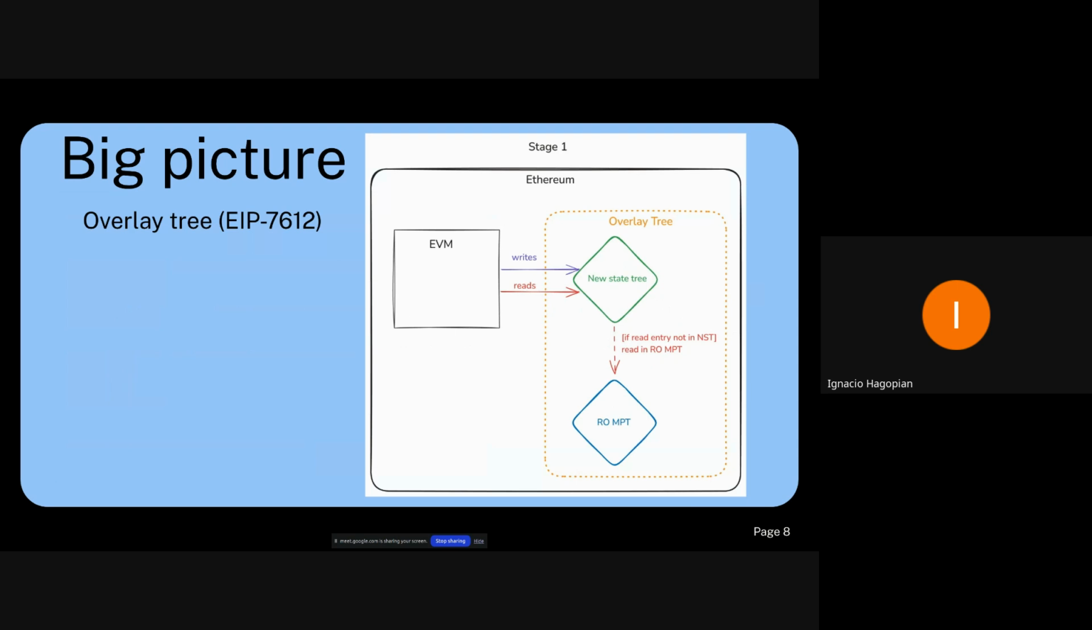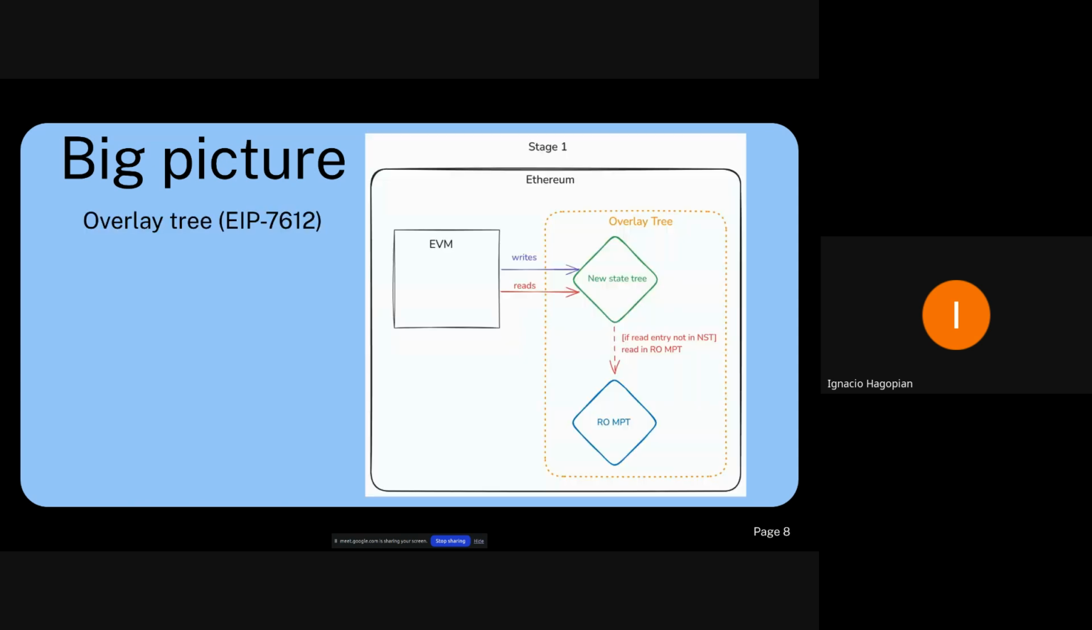So if we zoom into this stage 1, as I said, we have the EVM, and we have this overlay tree that is introduced at this point in time. This overlay tree is basically this new state tree, Merkle tree or binary tree, doesn't really matter. And we have the current MPT, which is read-only. So the way this works is, whenever the EVM has to do a write, it does this in the new state tree. And whenever it has to do a read, it tries to read from the new state tree. And if it is not there, it will have to read from the Merkle-Patricia tree. That's the TLDR.